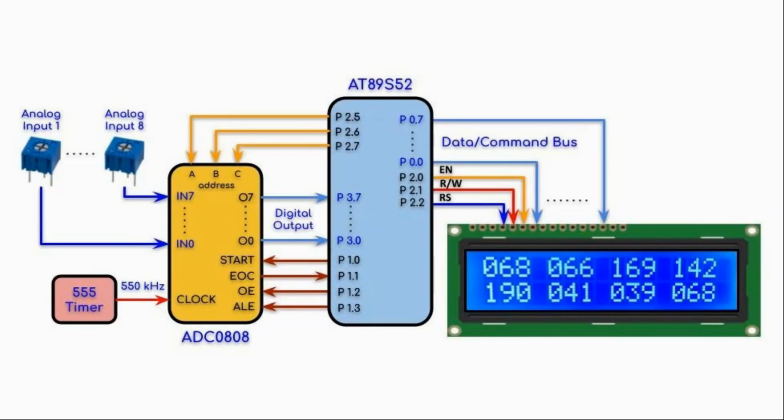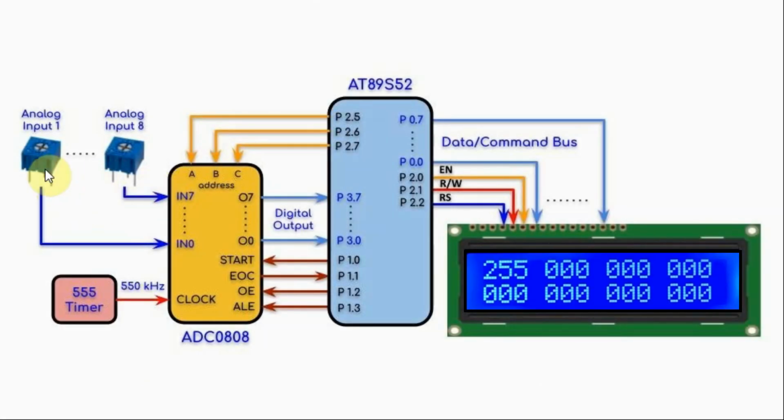A block diagram of the implemented system is shown here. We have 8 potentiometers providing 8 analog inputs connected to input 0 to 7 of the ATD converter. The 3 address lines of the converter, ABC, are now connected to 3 digital pins of port 2 of the microcontroller. So a 3-bit binary value here will determine which input will be selected, from 000, which means input 0, all the way to 111, which means input 7.